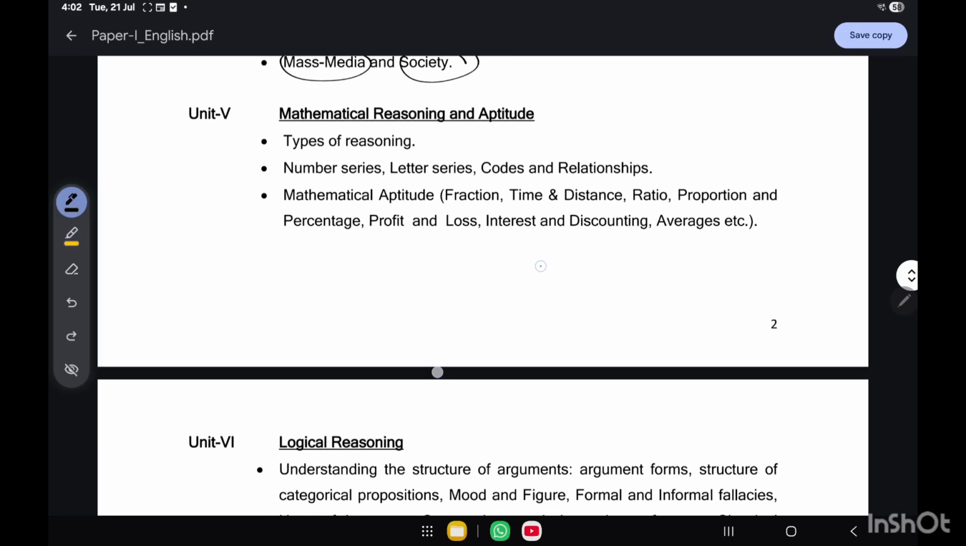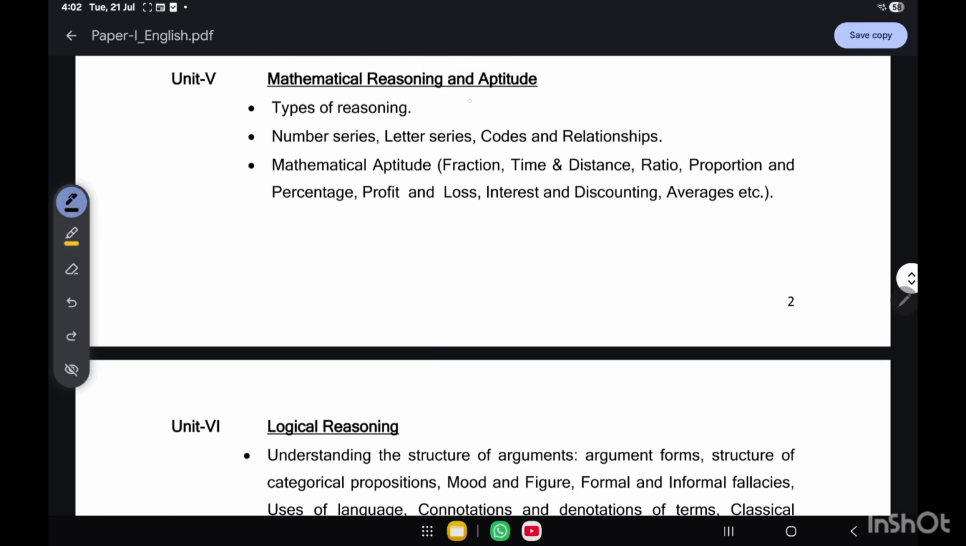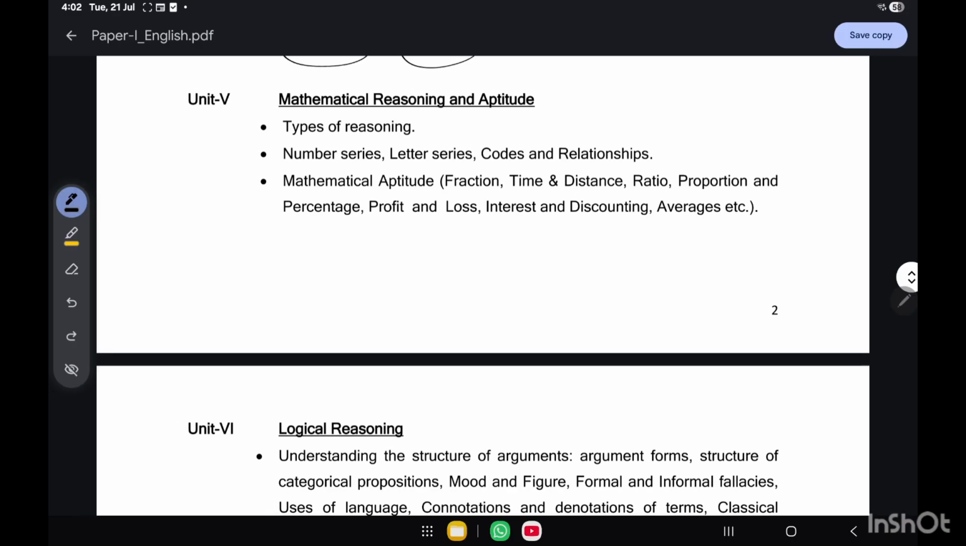And in unit 5 you have mathematical reasoning and aptitude. So from unit 5 you have to focus more on, because you have to regularly solve the reasoning questions, number series, letter series, the codes, the relationship.